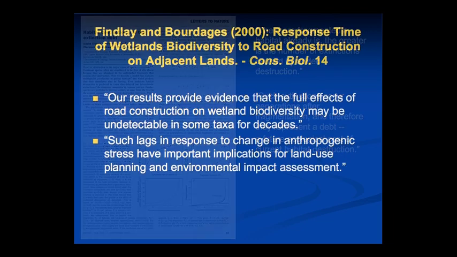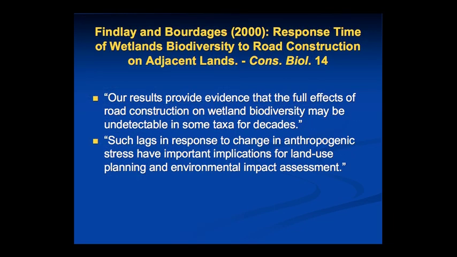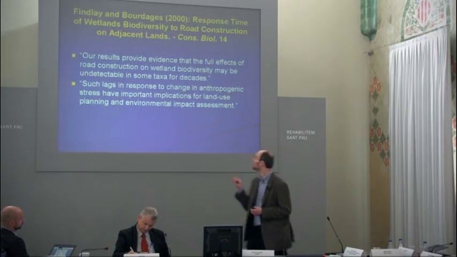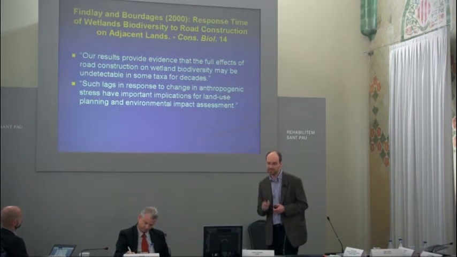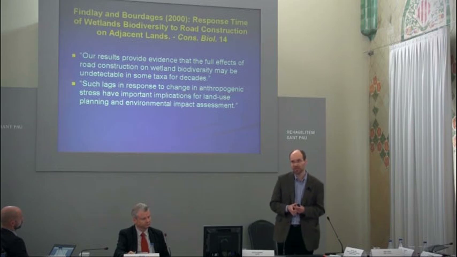Such extinctions occur generations after fragmentation, and therefore they represent a debt and a future ecological cost of current habitat destruction. Another example by Findlay and Bourdages in their paper, Response Time of Wetland Biodiversity to Road Construction on Adjacent Lands. They state, our results provide evidence that the full effects of road construction on wetland biodiversity may be undetectable in some taxa for decades. Such lags in response to change and anthropogenic stress have important implications for land use planning and environmental impact assessment. This information about these response times you will never find in any environmental impact assessment today. So that's a huge problem.